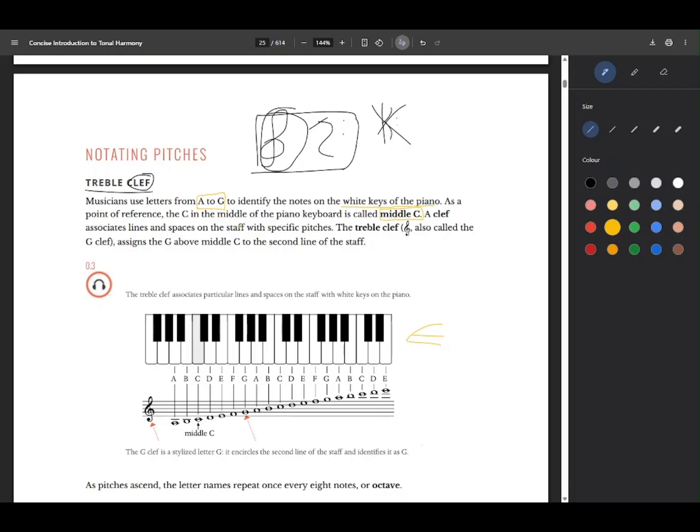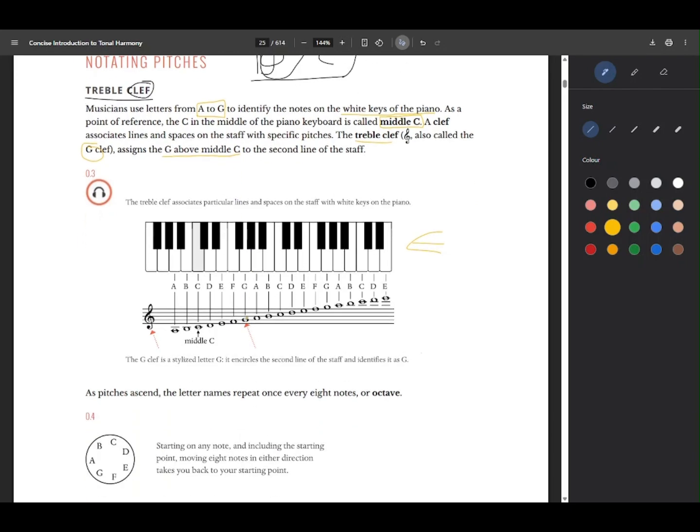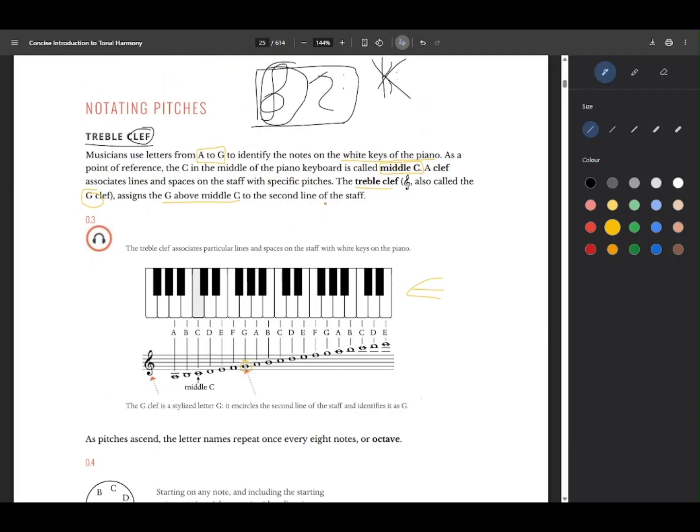A clef associates lines and spaces on the staff with specific pitches. So our clef is going to tell us, okay, we see a note on a line. What pitch does that actually correspond to? What sound is that note going to produce? Treble clef, also called the G clef, assigns G above middle C. I'll circle this here. This is our G above middle C, to the second line of the staff.